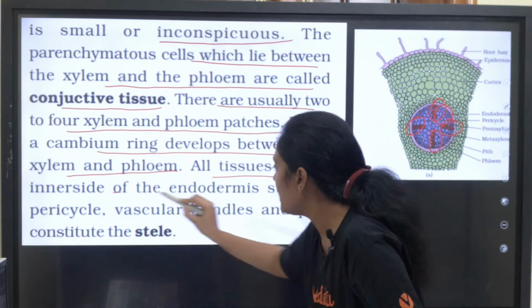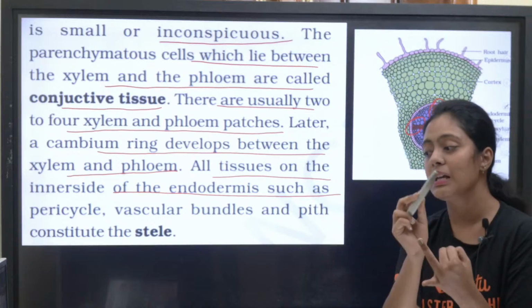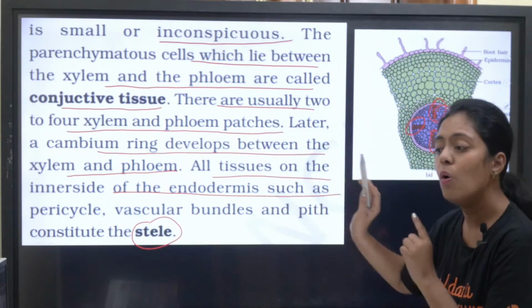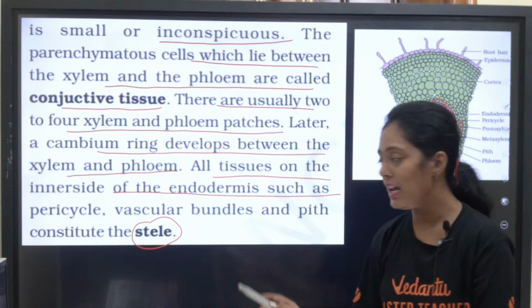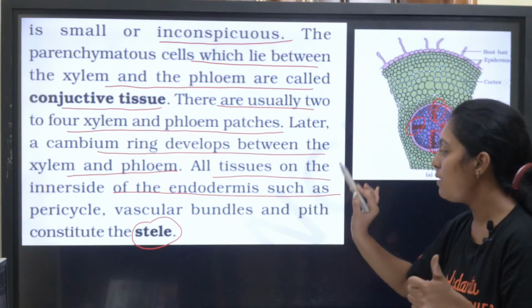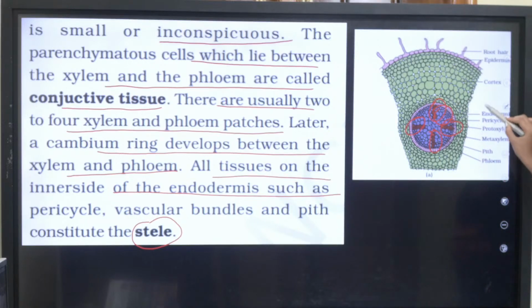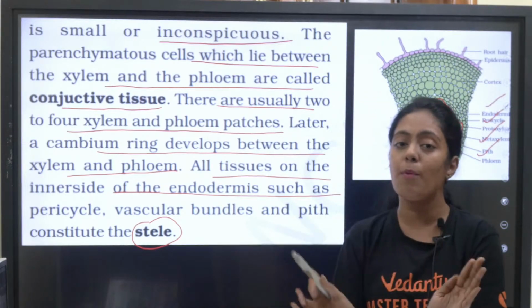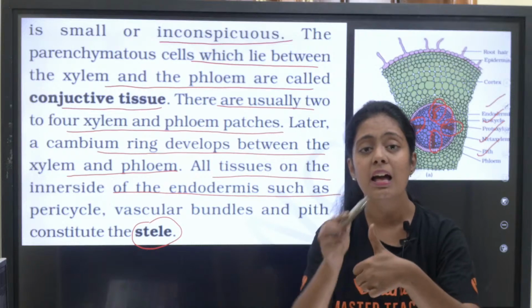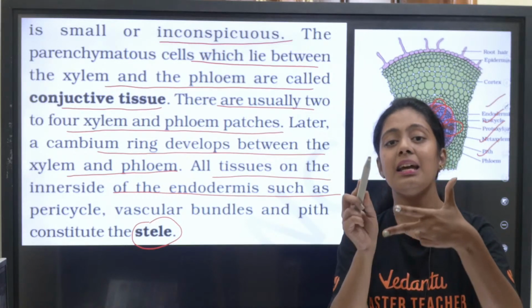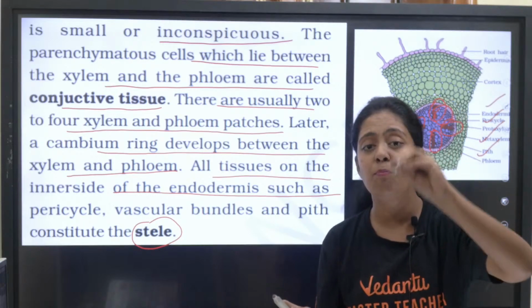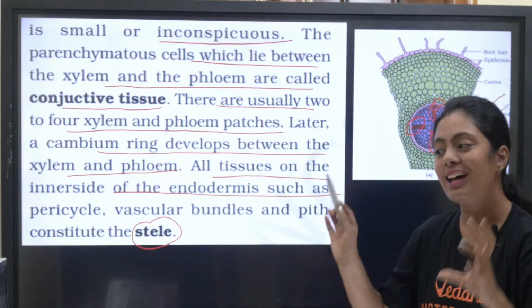All tissues on the inner side of the endodermis, such as the pericycle, vascular bundle and pith, constitute your stele. Very important point: what is the stele? Endodermis, pericycle, vascular bundle and pith, all this together we call the stele. Very, very important. So this is all about your dicots. What is there in dicots, pasangala? Epidermis, cortex, endodermis, pericycle, pith. These are the 5 important regions of your dicot root.